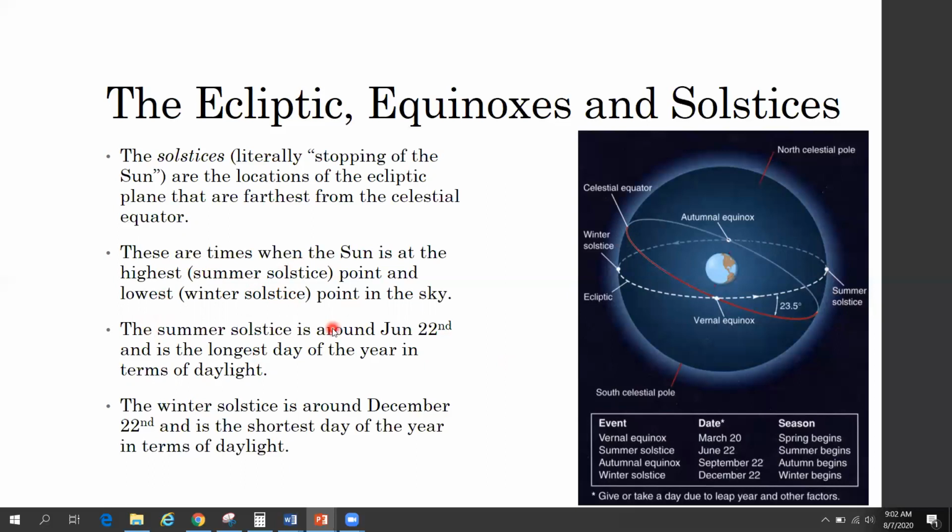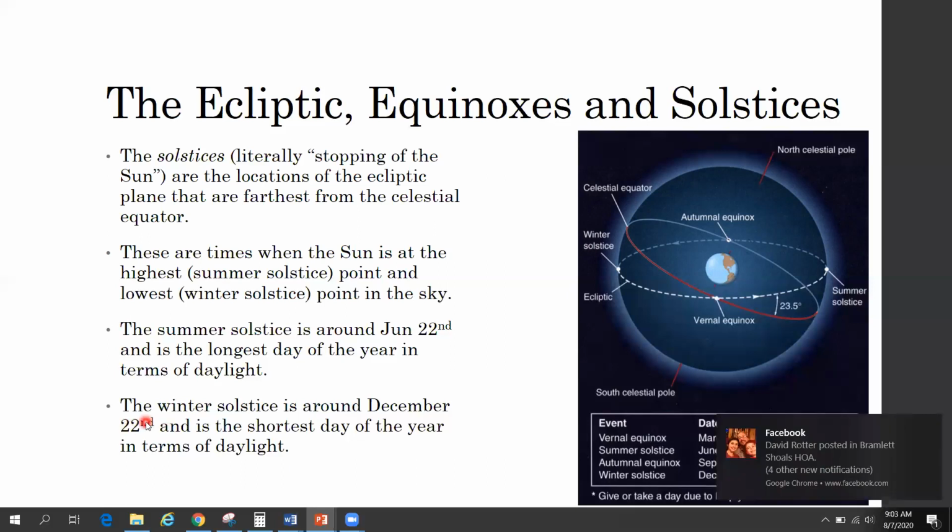The summer solstice is around June 22nd, so that's the most recent of these four special dates, and is the longest day of the year in terms of daylight. If you ever keep up with the news, and especially weather, they'll usually talk about that. They'll say it's the longest day of the year, or they might say it's the first day of summer. All right, so the winter solstice is around December 22nd and is the shortest day of the year in terms of daylight. It's just the exact opposite.